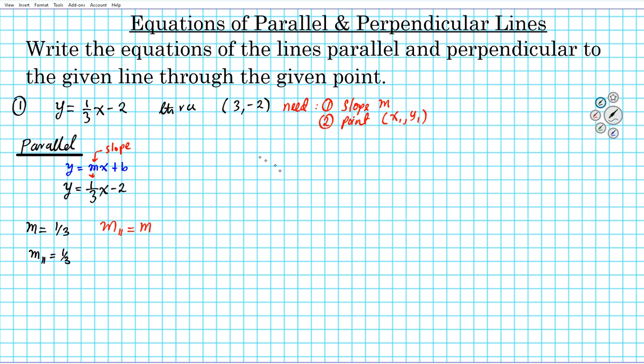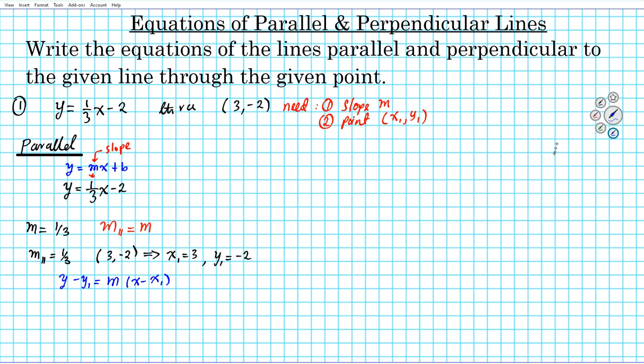Now we need a point. So the point that the original line goes through is what we're going to be using. So the point is 3, -2. And that helps us to see that x1 is 3, and then y1 is -2. So now that we have all the ingredients that we want, we are now going to put it into the point slope form of the equation of a line. y minus y1 equals m times x minus x1. We're going to be using m parallel in this particular formula.